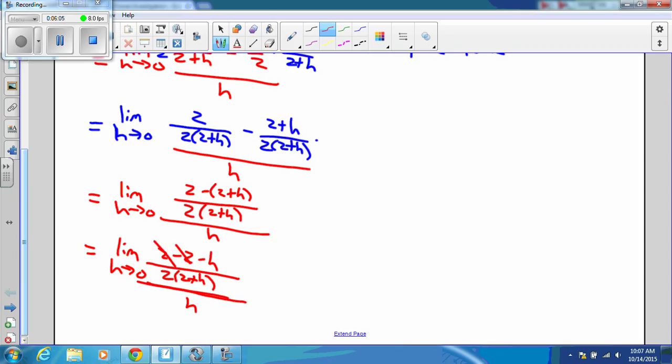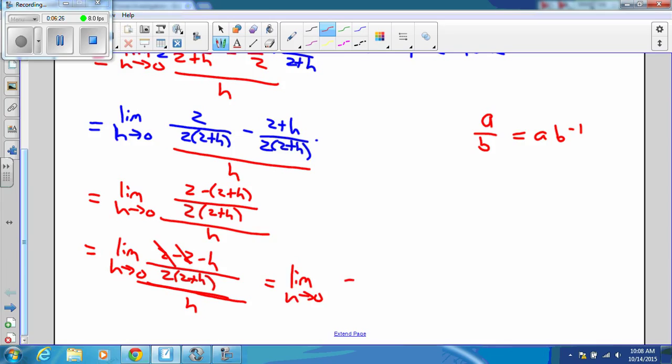Like so, and these cancel. And now at this point, in order to deal with the compound fraction, I'm going to remember that division is multiplying by the reciprocal. So our form for that is a divided by b is the same as a times the reciprocal of b. And so I can write that in this way.